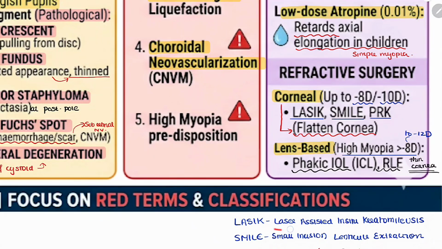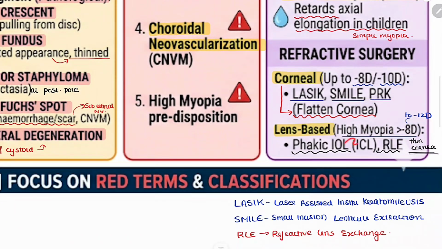What is LASIK? It is laser assisted in situ keratomileusis. It is a laser surgery. What is SMILE? It is small incision lenticule extraction. And then PRK. These are the corneal refractive surgeries. Lens based refractive surgery is for even higher myopia, that is more than -8 diopter, particularly up to 12 diopter and above. Here we will give phakic intraocular lenses or RLE. What is RLE? Refractive lens exchange.